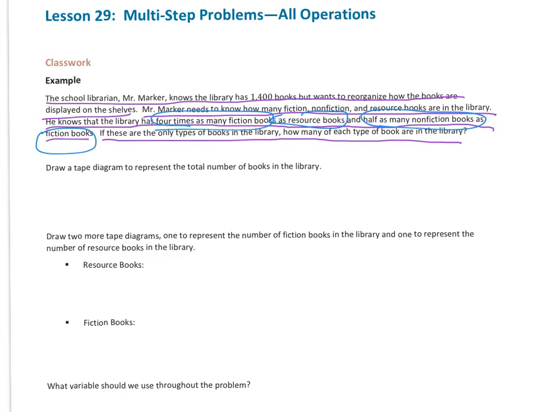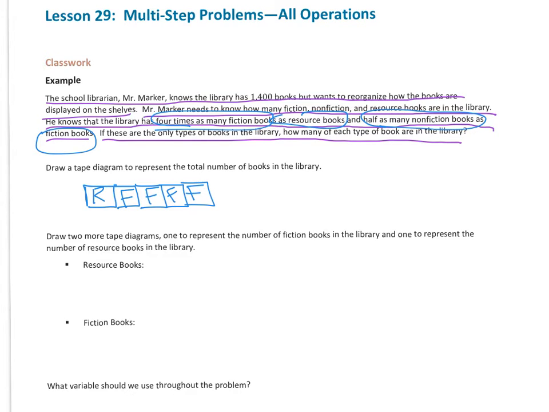Okay, so I'm going to start with 4 times as many as the resource books. So I'm going to say 1 chunk for the resource books, and then that would be 4 for fiction. Let's say R for resource. And there's 4 times as many fiction books, so that gets 4 of them. 3, 4, F for fiction.